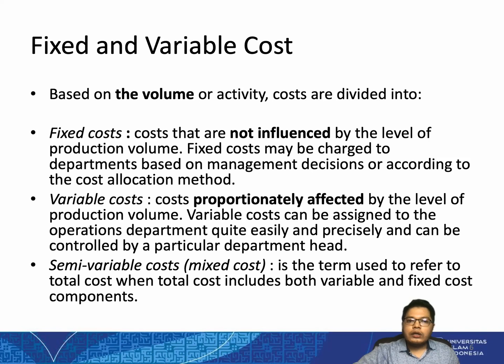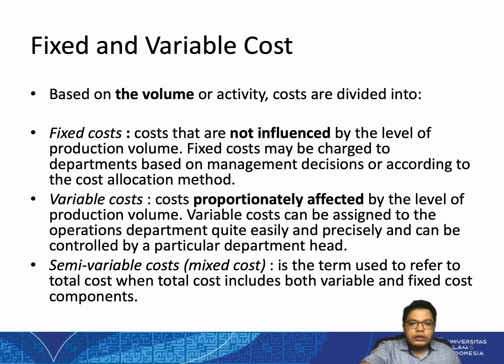Okay, now there is also variable cost, proportionally affected by the level of production volume. So in the variable cost, if the volume increases, usually the variable cost also increases. Variable cost can be assigned to the operation department quite easily and precisely and can be controlled by a particular department head.